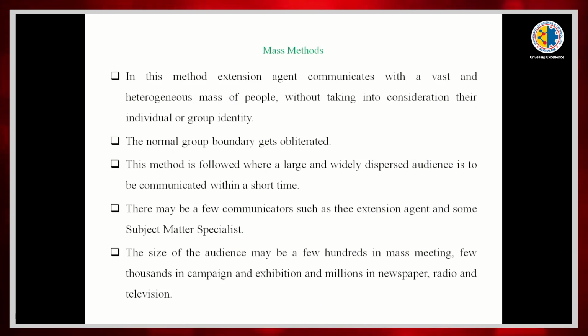Then mass method. In this method, the extension agent communicates with a vast and varied mass of people, which we call heterogeneous, without taking into consideration their individual or group identity. Mass method is normally called rural mass, village mass. The normal group boundary gets obliterated. The method is followed where a large and widely dispersed audience is to be communicated with within a short time. We can easily get connected with a huge number of audience, the farmers.